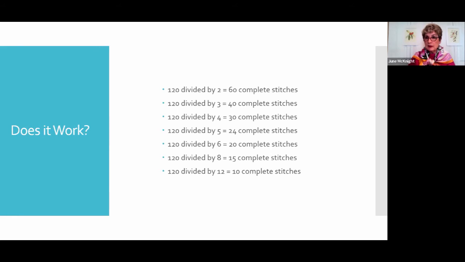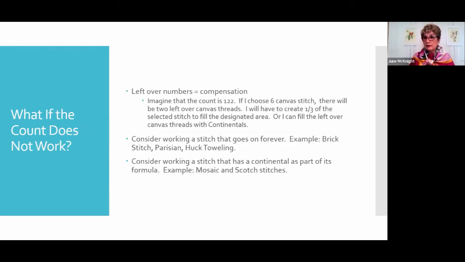Does it work? Now, what if it doesn't work? What if you have leftover stitches? You counted across and it turned out to be 122. Okay. Well, not all is lost. In a moment, I'm going to go to my overhead, but if you chose, let's say, a 6 canvas stitch, you can either plan to do basket weave or continental in the remaining area, or you can divide the stitch in half. And when I get to my overhead camera, I'll show you how that can be done.